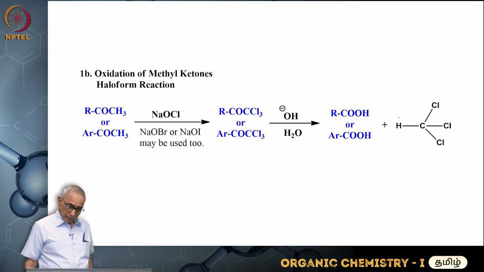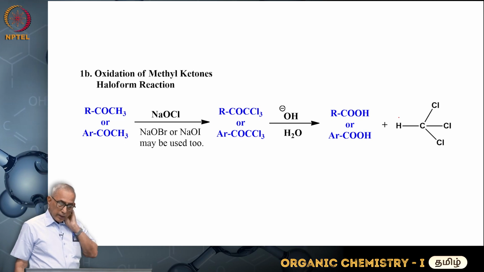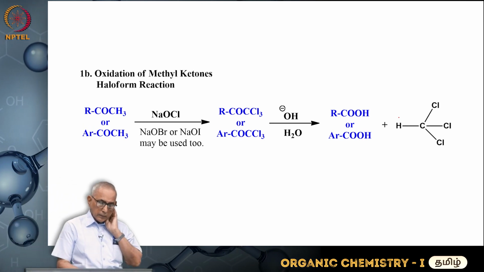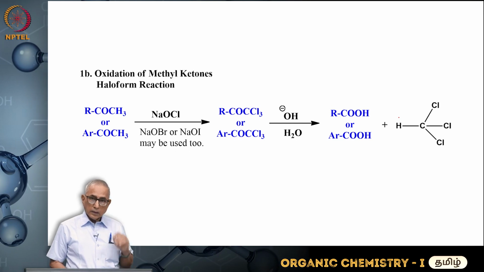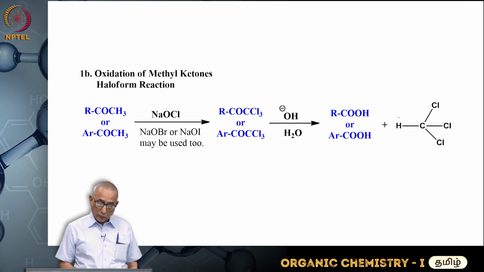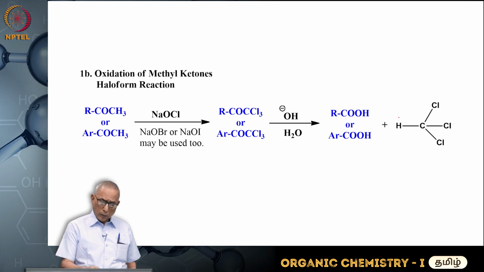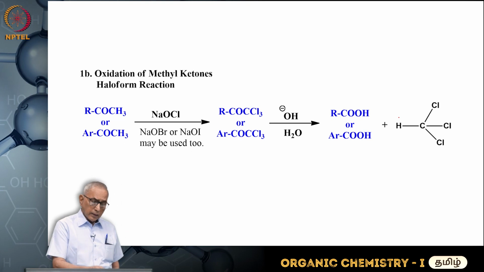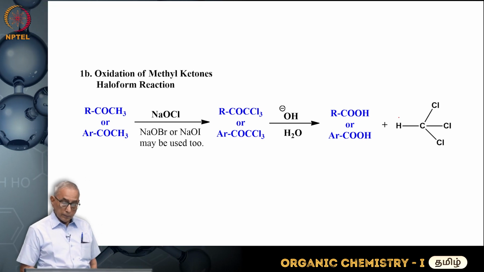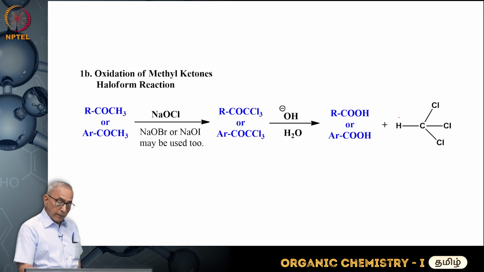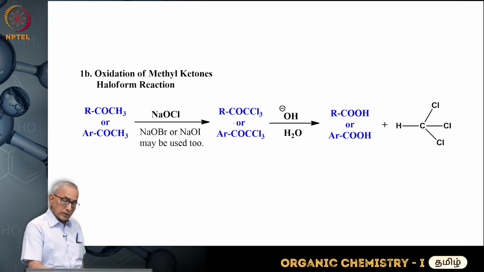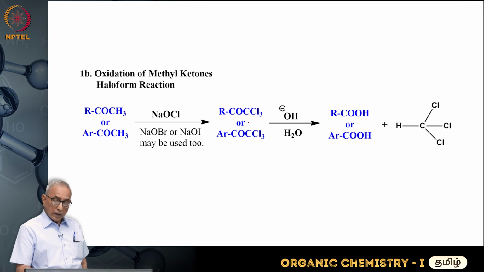Oxidation of methyl ketones. We have seen a special method for this earlier. In the aldehyde preparation, you take acetone or acetophenone and react it with sodium hypochlorite. The sodium hypochlorite or sodium hypobromite or sodium hypoiodite, any one of them can be used, and they convert the CH3 group to a CCl3 group or CBr3 group or CI3 group. After that conversion, add some excess hydroxide and heat, and the RCOCCl3 group will become RCOOH group.